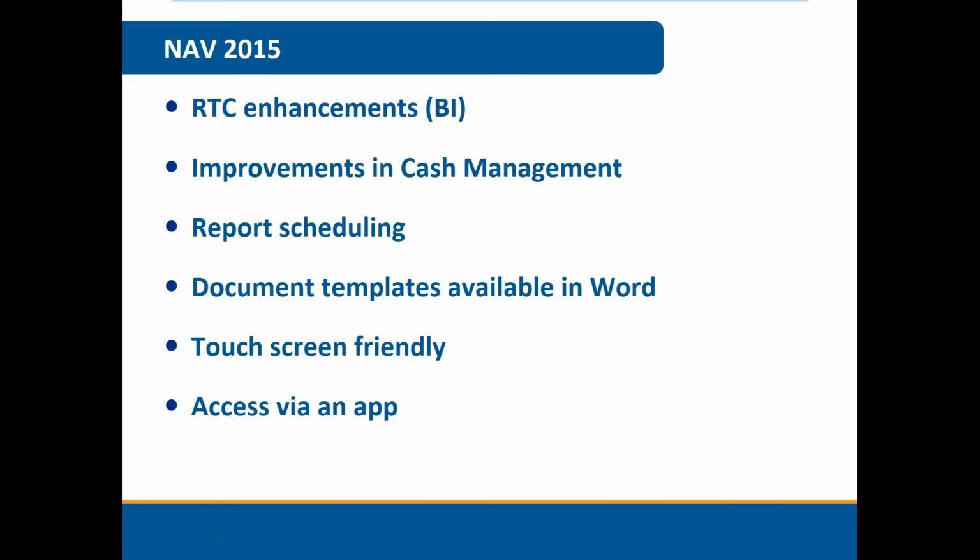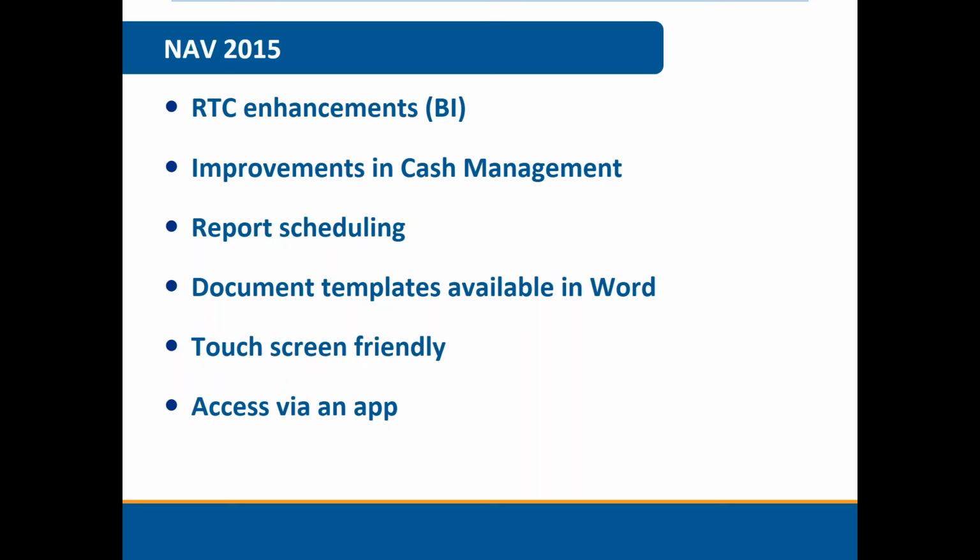Well, there are a lot of role-tailored enhancements in 2015, mainly around business intelligence, which meant that you could set KPIs within your role center, which meant that depending on certain parameters, you get different color codes to warn you of things that were going on within the system. There's also a lot of improvements around cash management, in terms of electronic bank statements, payment reconciliation journals, and electronic payments as well.